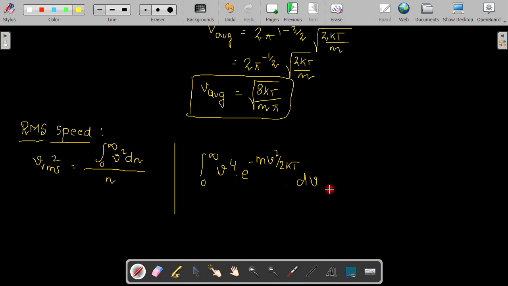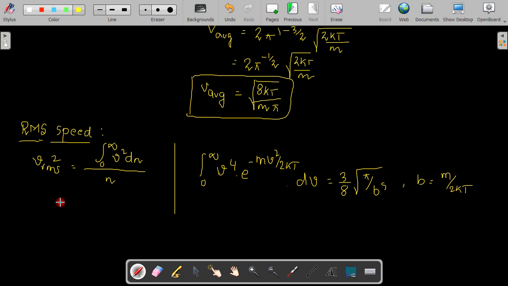We need the standard integral for this. Let's take this m by 2 kt as b. If we do that, we are going to get 3 by 8, which is again a standard result, into pi divided by b to the power 5. That's the standard result. And what is my b? B is equal to m divided by 2 kt.